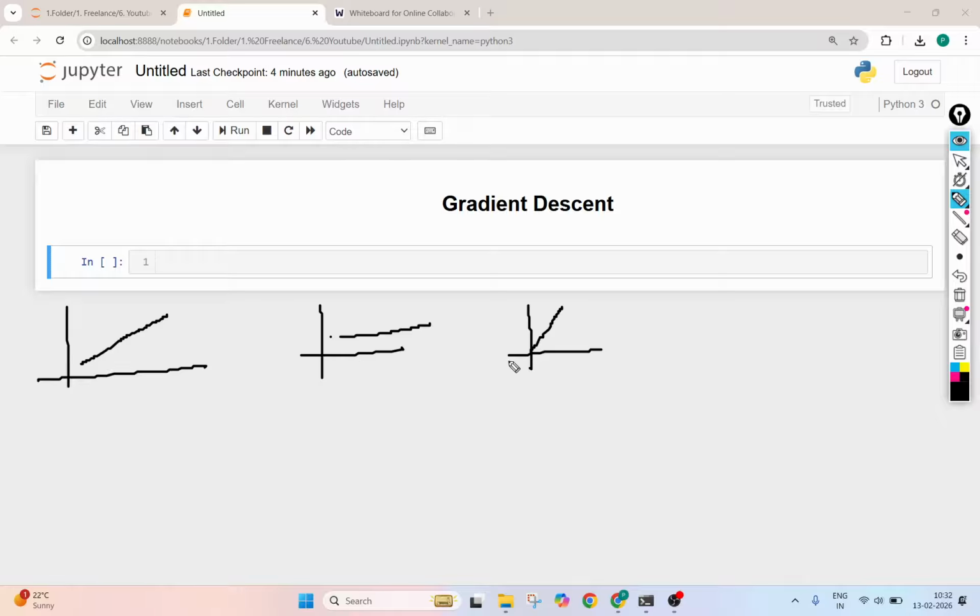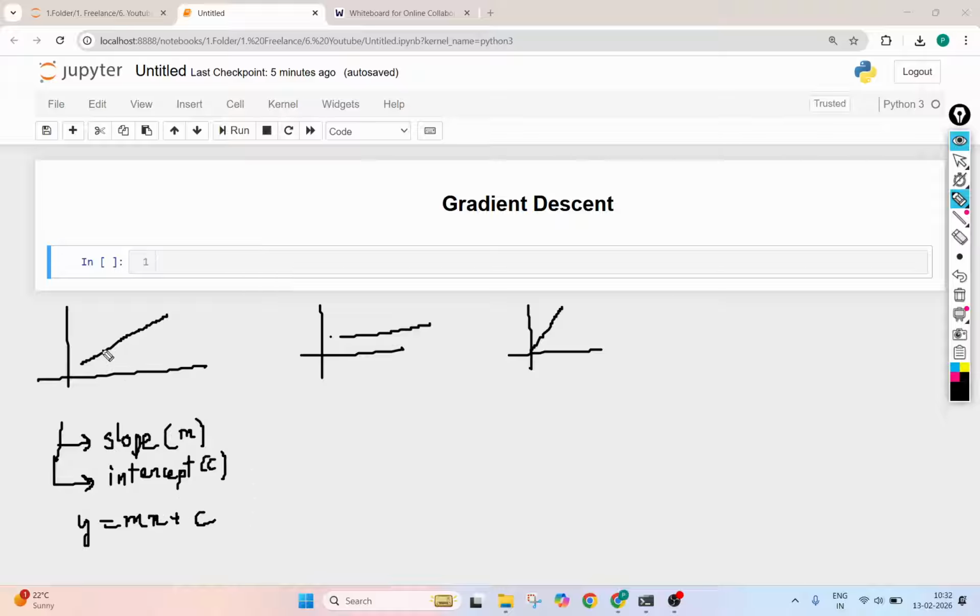So essentially, we have two parameters, right? One is our slope, that we call as m, and another is our intercept, which we call as c. The equation being y equals to mx plus c. M is nothing but the slope, and c is nothing but the intercept, right? So by tweaking m and c, we find the optimal or the best fit line, correct?